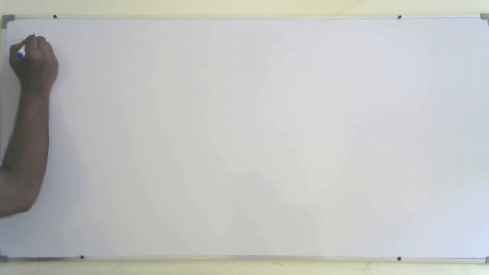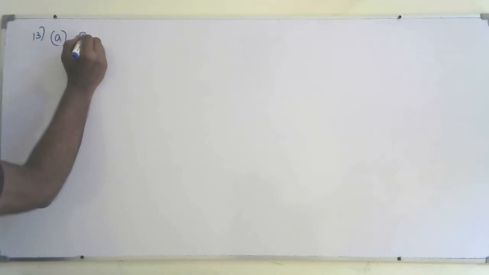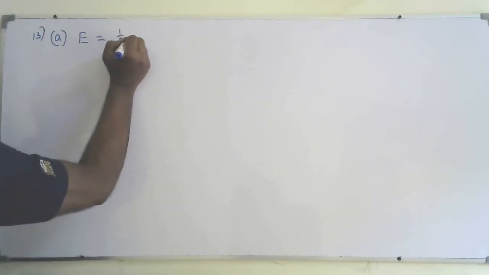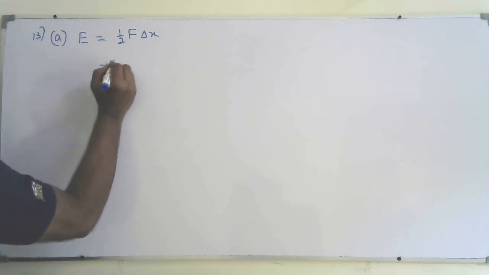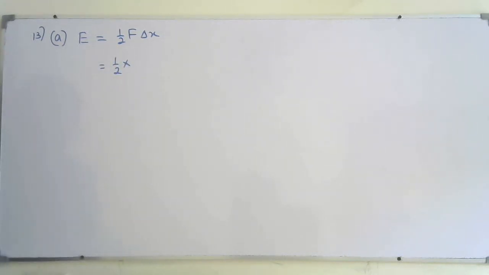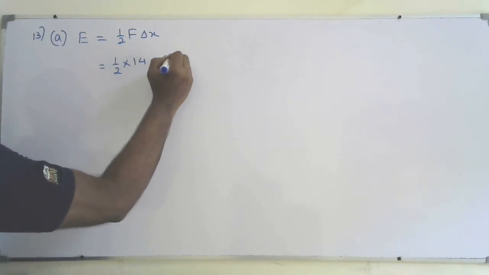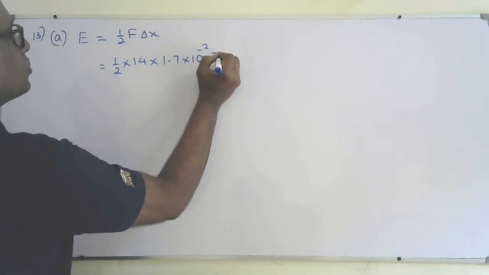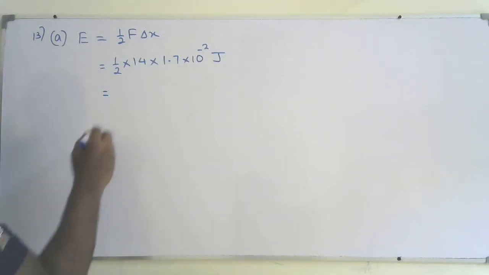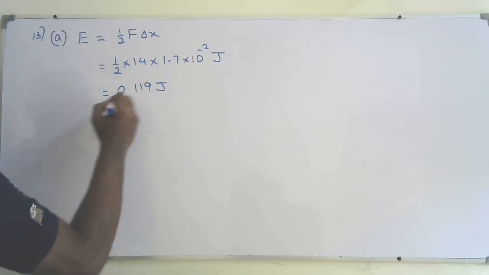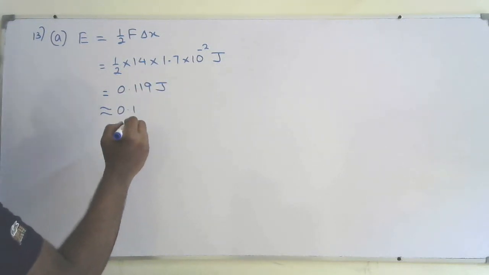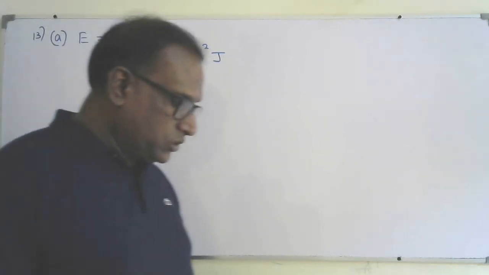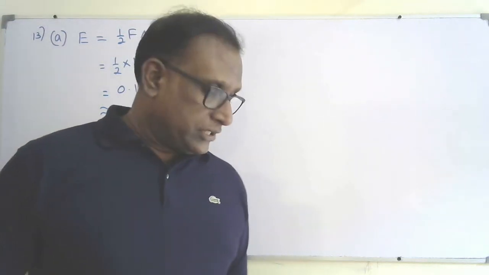So question 13, part A, the energy stored in it is the elastic potential energy. So half F delta X, where the force is 14 Newton and the compression is 1.7 centimeter, converted to meter, 10 to the power minus 2, in joules. Solve it, you will get 0.119 joules, approximately 0.1 joules or 0.12 joules. They also show it's approximately 0.1 joules, but we can say 0.12 joules.